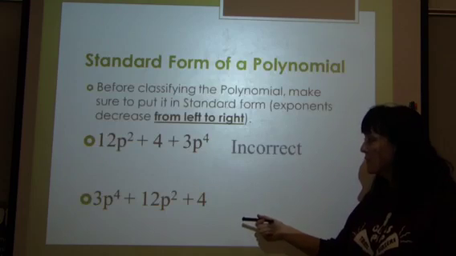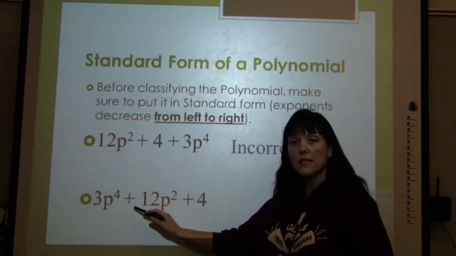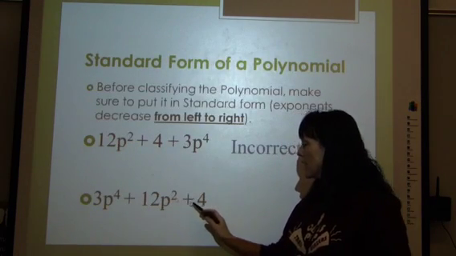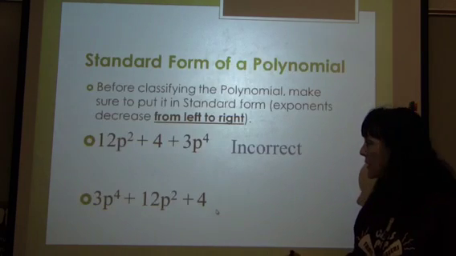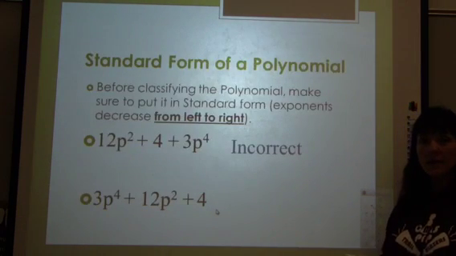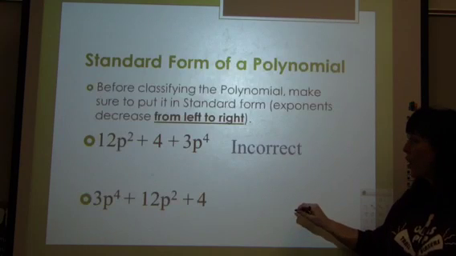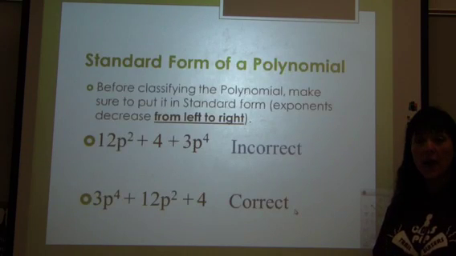How about the second one? We have 3p to the 4th plus 12p to the second plus 4. Again, our variable is missing, so it has to have an exponent of 0. Is that in decreasing order? Hopefully you realize it was, and that is correct.